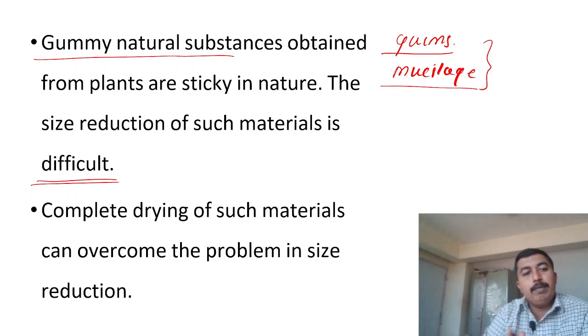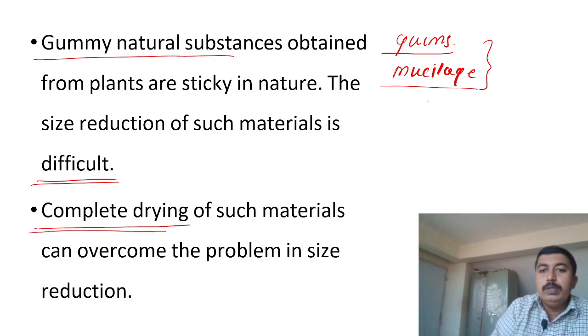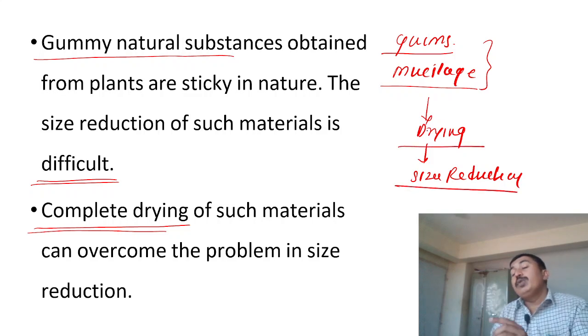They may choke the meal, they may block the meal. And how can you reduce the stickiness? By complete drying. So these materials are also subjected to drying first, and after drying, these are subjected to size reduction. Again, to prevent the chances of choking of the mill.